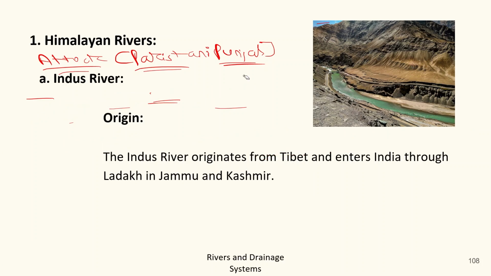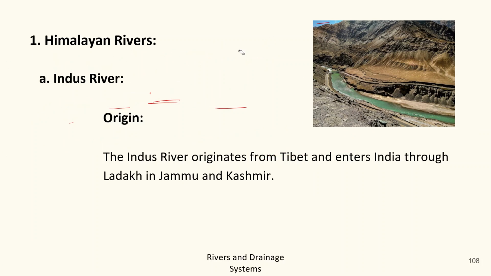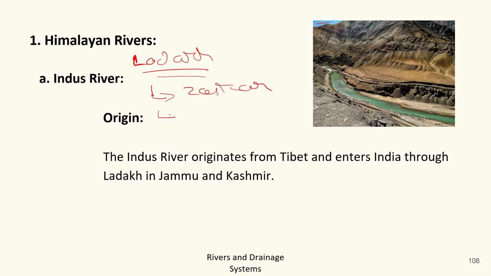Basically, the Indus tributaries are divided into two phases. The first phase is in Ladakh, where it enters India. The first phase is Ladakh, having tributaries like Jaskar, Nubra, Shio. So in Ladakh it has three main tributaries: Jaskar, Nubra, and Shio. Write it down.